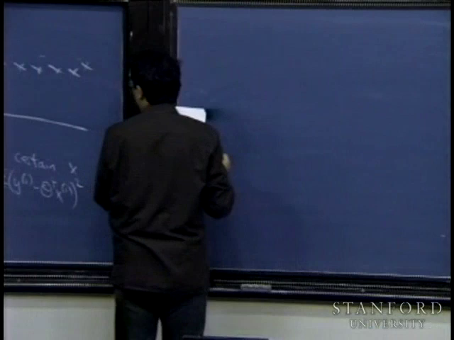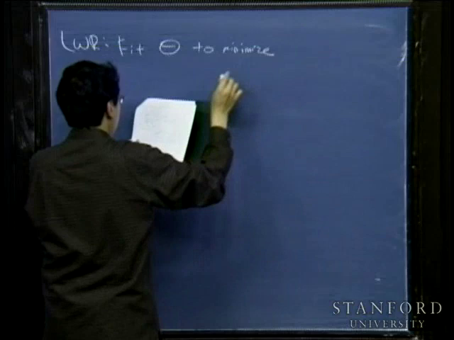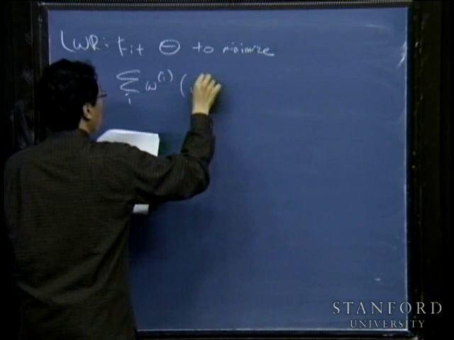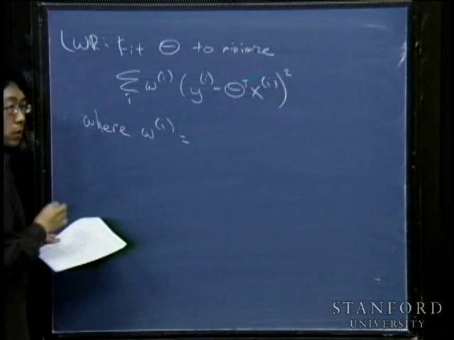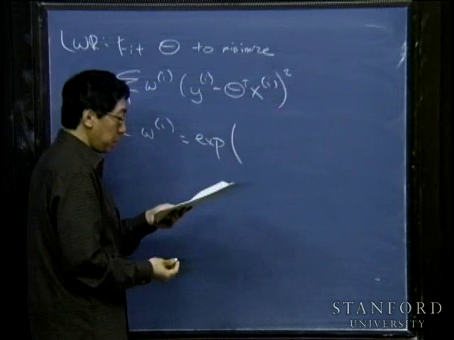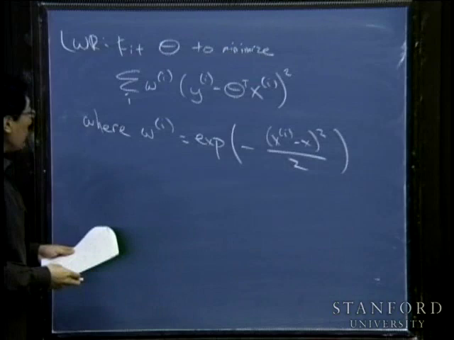In locally weighted regression, we're going to fit theta to minimize the sum over i of w^(i) times (y^(i) minus theta transpose x^(i)) squared, where these terms w^(i) are called weights. And there are many possible choices for weights. I'm just going to write one down. So that's w^(i) equals e to the minus (x^(i) minus x) squared over 2. And so let's look at what these weights really are, right?